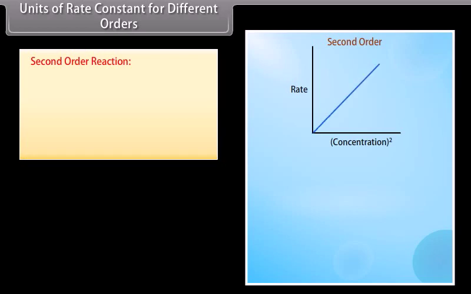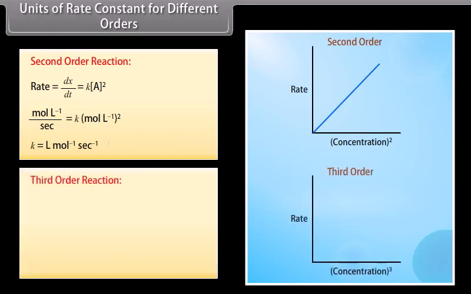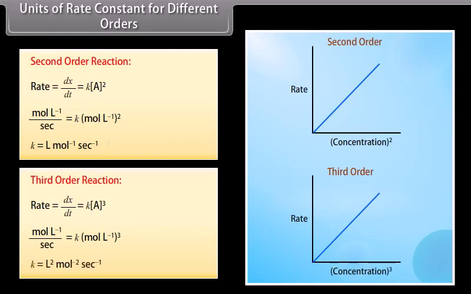Second-order reaction. Rate is equal to dx by dt, which is equal to the product of K and A raised to the power 2. Thus, the units of rate constant for a second-order reaction are liter per mole per second. Third-order reaction. Rate is equal to dx by dt, which is equal to the product of K and A raised to the power 3. Thus, the units of rate constant for a third-order reaction are liter square per mole square per second.